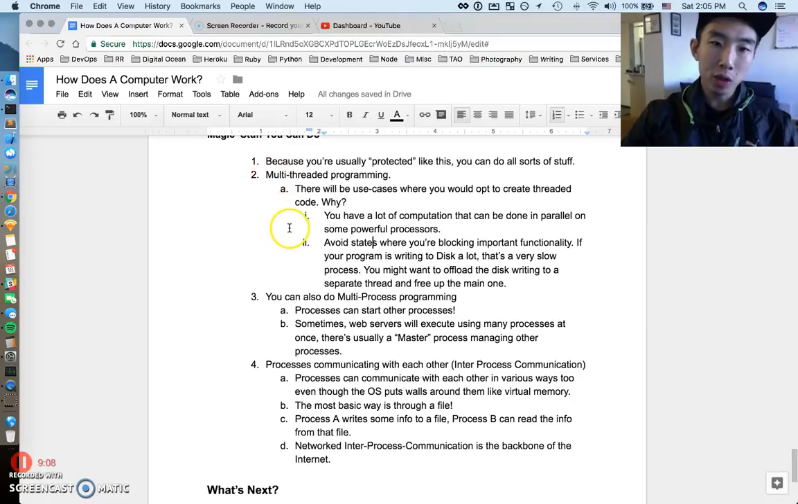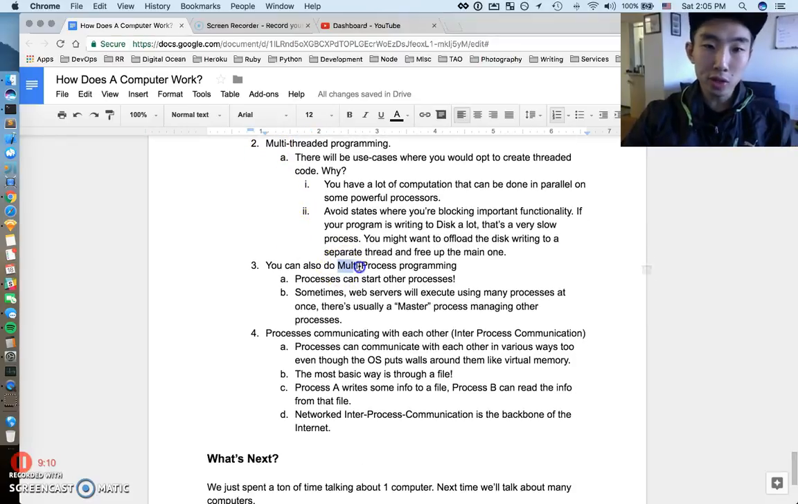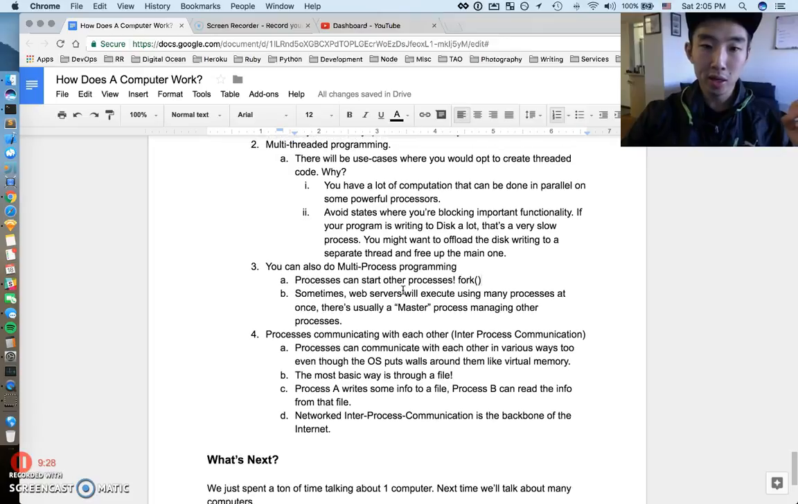Besides multi-threaded programming, you can also do multi-process programming, which is also pretty crazy. Processes can create other processes, and there's this well-known command, but one process can make and track another process, which gets pretty crazy, right? Because where does it end? You can make one process, each one of those makes more, they make more, they make more, and that's when the system kind of breaks.